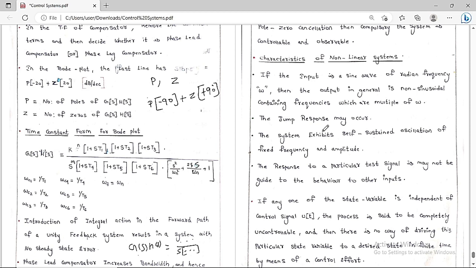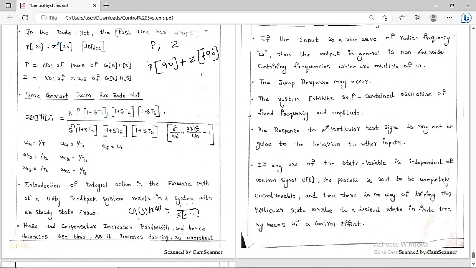The next point is, if any one of the state variables is independent of the control signal u of t, the whole process is said to be completely uncontrollable, and there is no way of driving this particular state variable to a desired state in a finite amount of time by means of a control effort. I have already told you the basic idea of controllability. The system is said to be controllable if all the state variables are controlled. Similarly, a system is said to be observable if all the state variables are measurable. So this point you always have to keep in your mind.